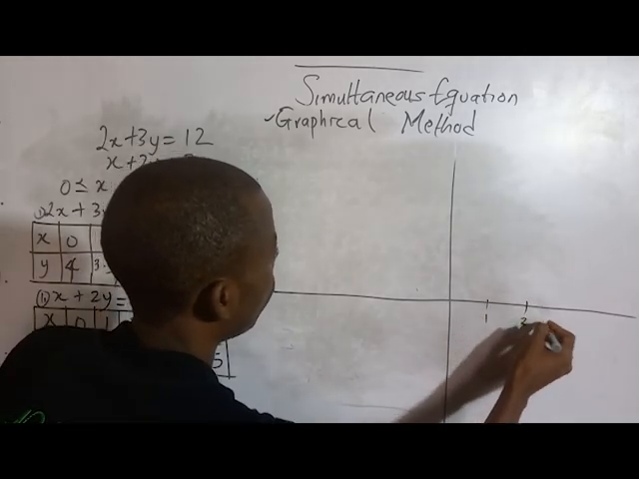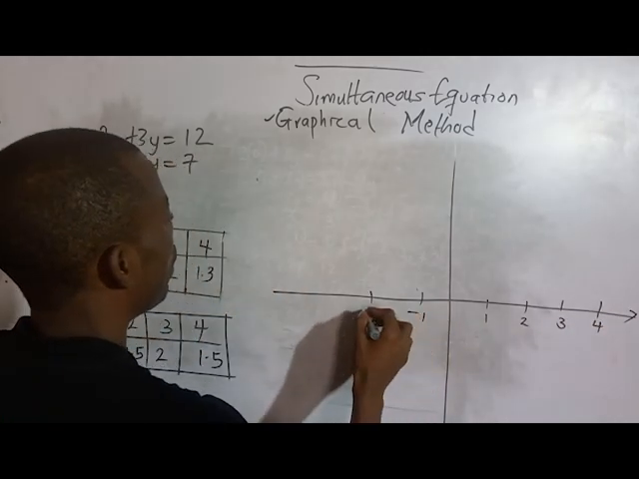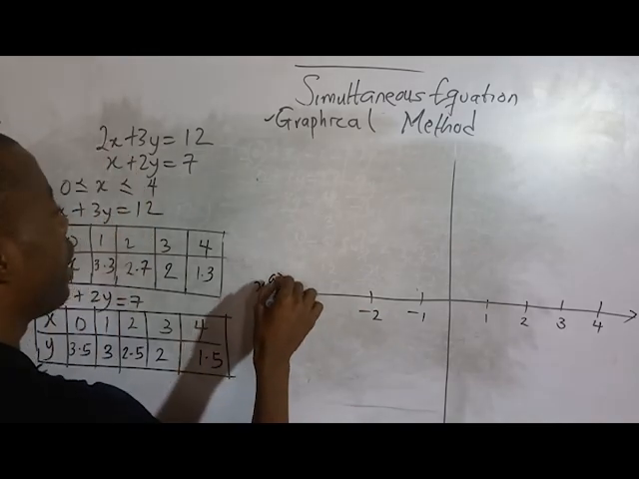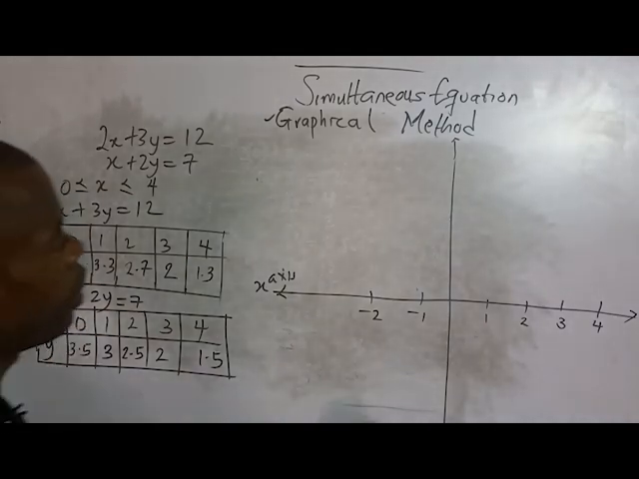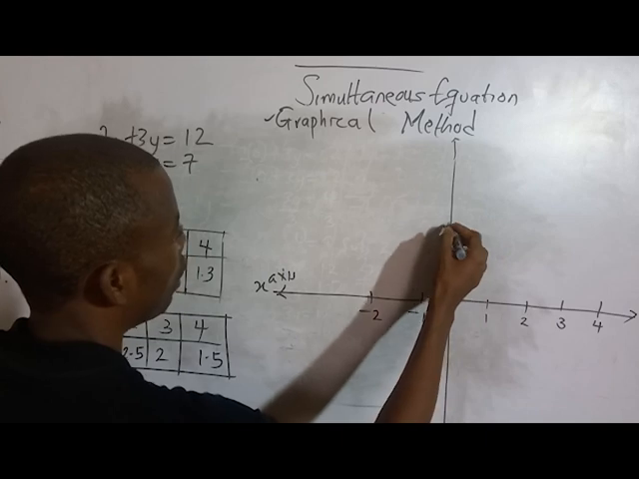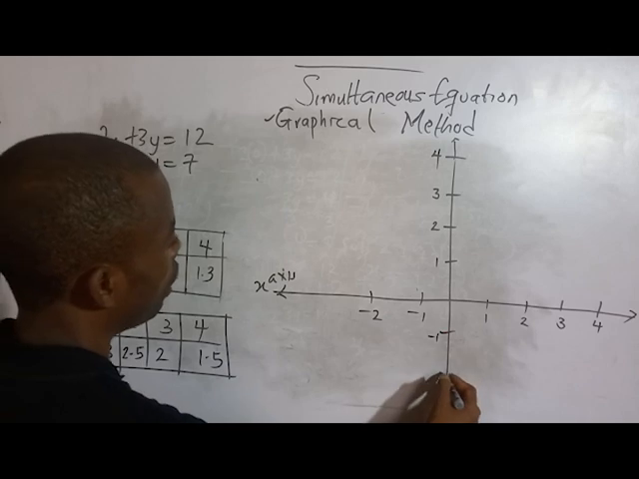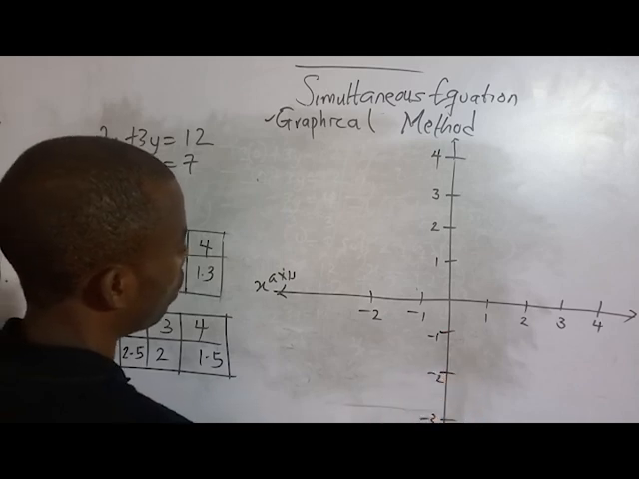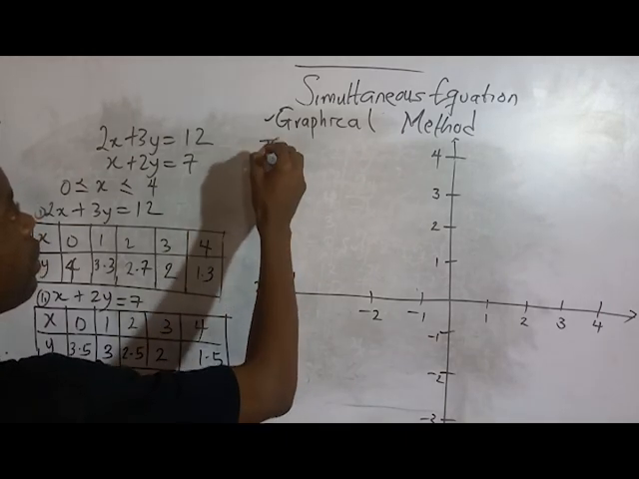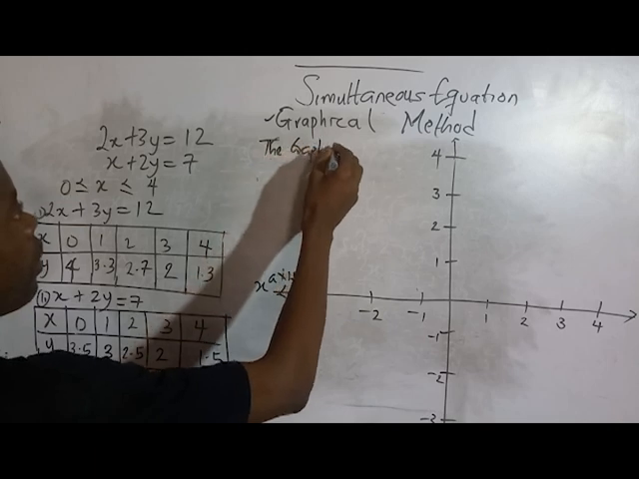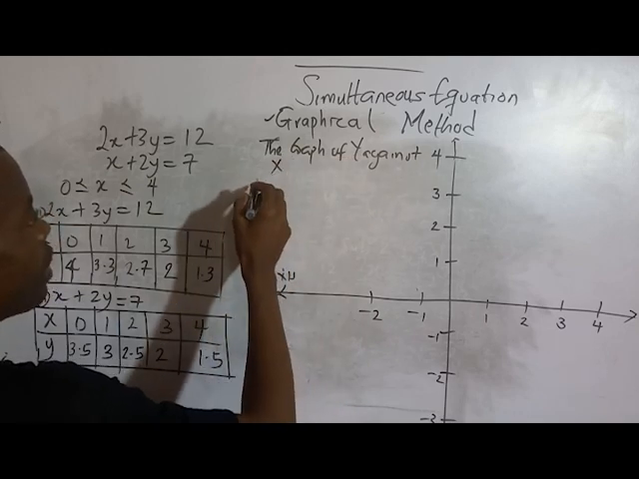So in this case, we are going to have 1, 2, 3, 4. You can just create this for the x axis, and this is our y axis. The same thing goes, since our highest value is 4, for 1, 2, 3, and 4. So we'll go for -1, -2, -3, minus 4. In this case, you have to write the title of your graph, which is the graph of y against x.